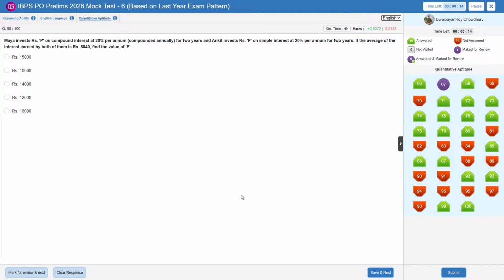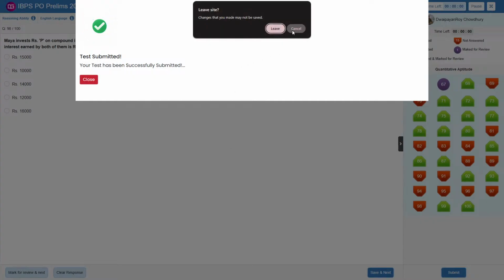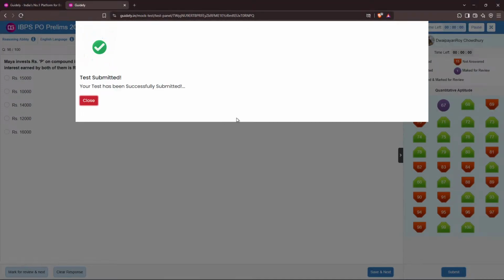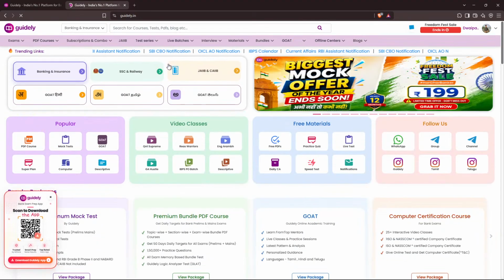If the average, both P 20% amount 2 years, so 44%. P simple interest 2 years, so 40%. The average is this. Average is 42%, is that right? So if 42% is that what was asked, close.